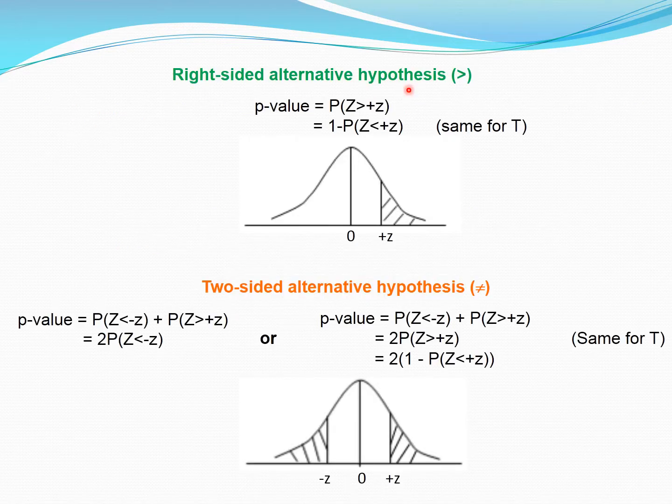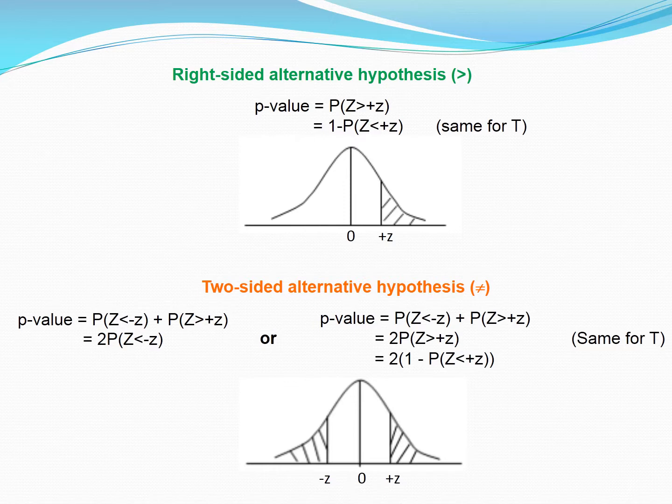If we want to test a right-sided alternative hypothesis, then our p-value will be the probability that Z is larger than a positive Z value. But we don't have this probability in our Z table. We only have it to the left-hand side of a positive Z value, so we can rewrite that as 1 minus the probability that Z is less than a positive Z value. And the same will be applicable to the T table then.